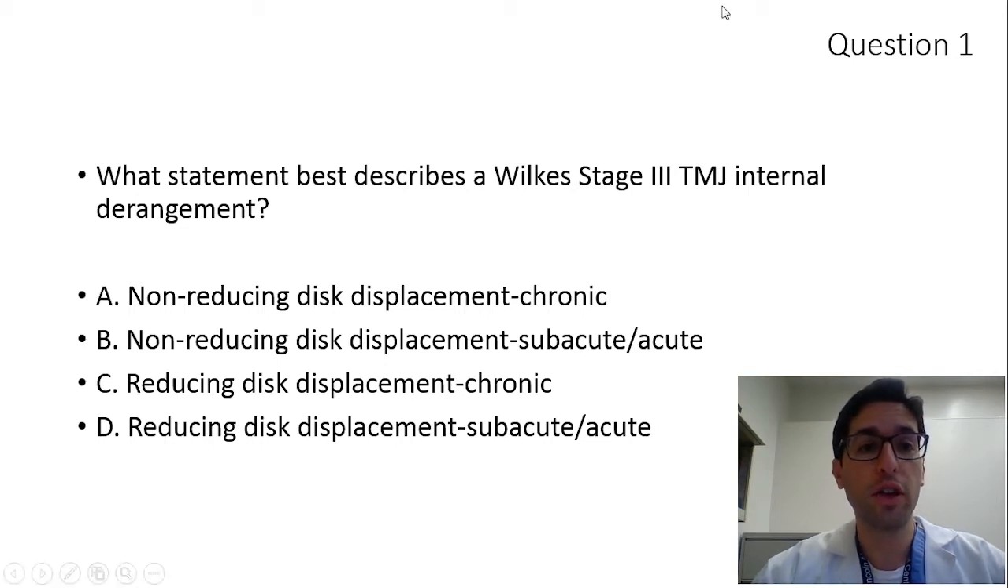So if you look at the answer choices, C and D are both reducing, so that can't be either of those. Reducing is only a Wilkes 1 or 2, so that can't be right. So let's cross off C and D, and that leaves us with A or B. Is it a non-reducing disc which is chronic, or is it a non-reducing disc which is subacute or acute? So the right answer there is B. It's a non-reducing disc that's subacute.